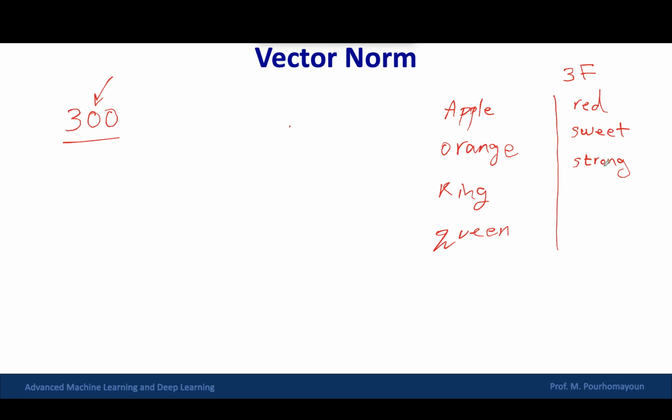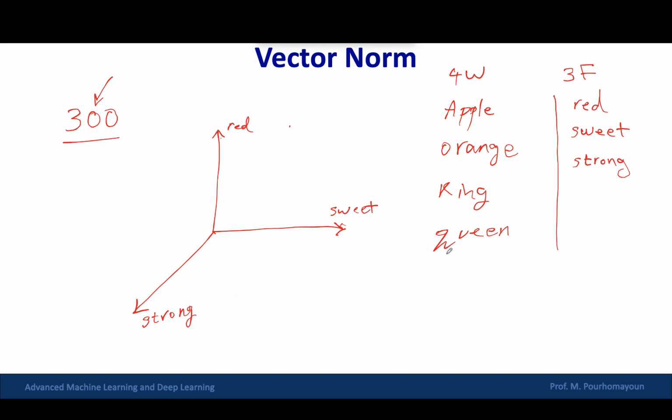So I use a 3-dimensional space. I cannot show more than 3D here. And these are 4 English words. I want to show them using these 3 features. So I have a 3-dimensional space like this. Let's say this is color red, this is taste sweet, and this is powerful, for example, strong.